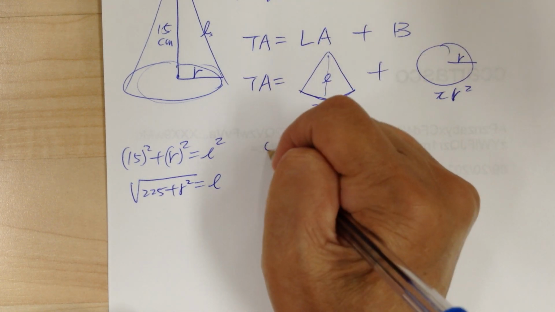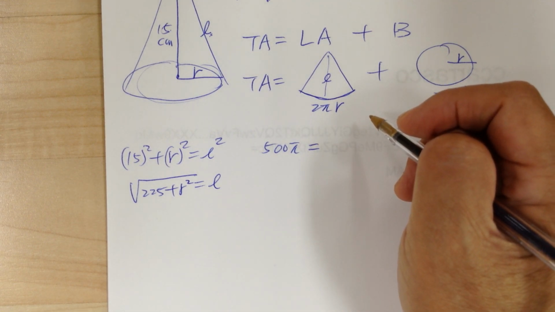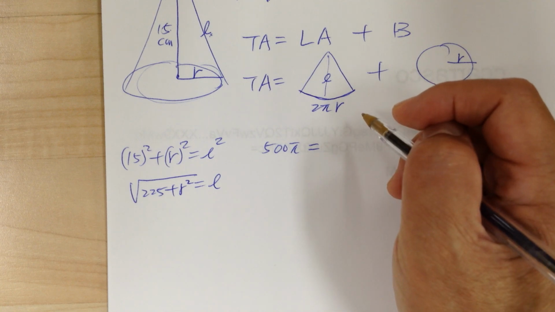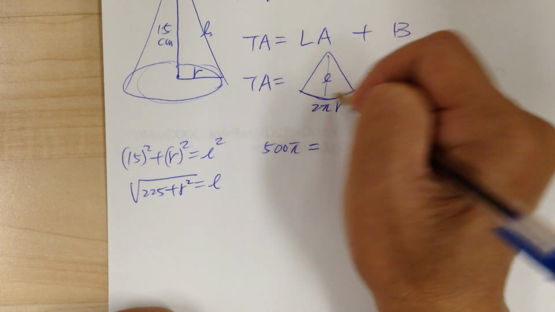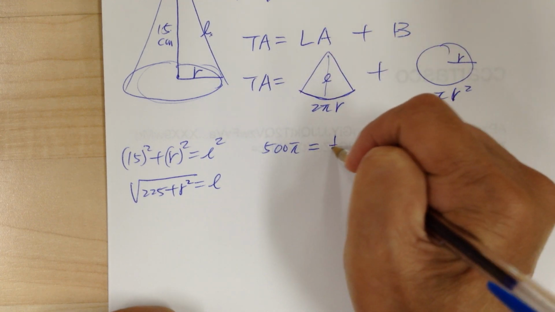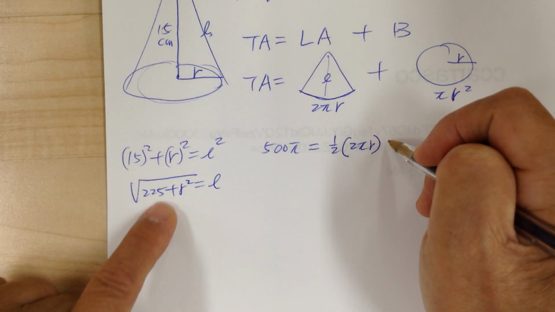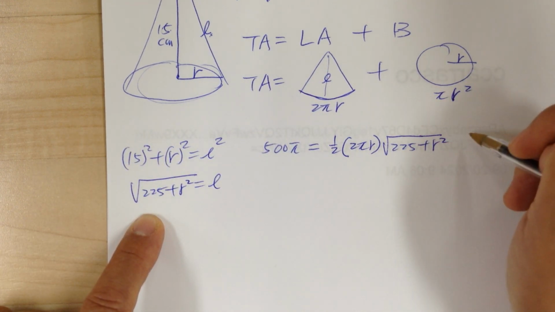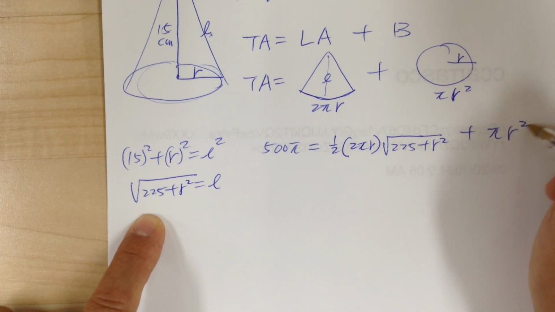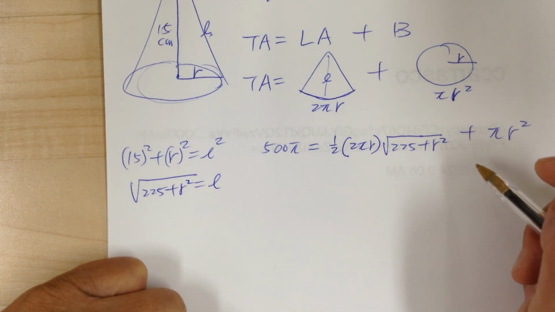So the total area is 500 pi. It looks like a sector, but you can use the formula for a triangle, 1/2 base times the height. The height is this one over here, L is this over here, plus pi r squared. So this one gets really messy. Let's work things out a little bit.